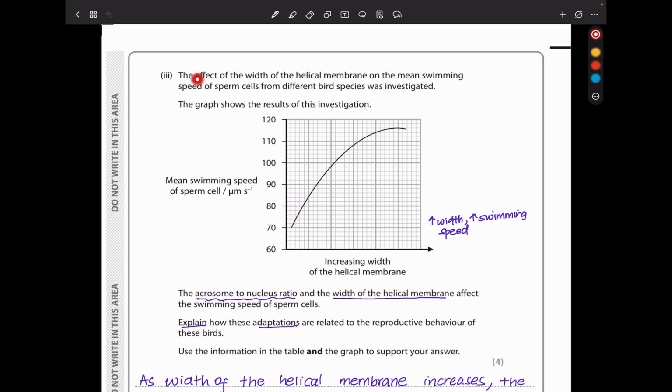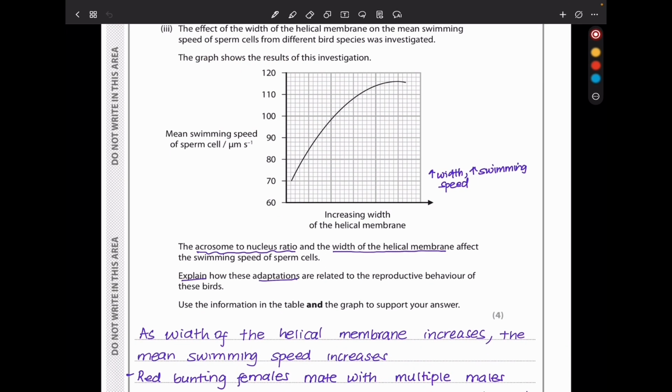And next they say the effect of the width of the helical membrane on the mean swimming speed of sperm cells from different bird species was investigated. The graph shows the results of this investigation. On the vertical axis, we have the mean swimming speed of sperm cells. And then on the horizontal axis, we have increasing width of the helical membrane. We see as the width of the helical membrane increases, the mean swimming speed increases.